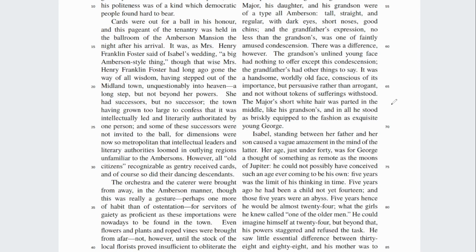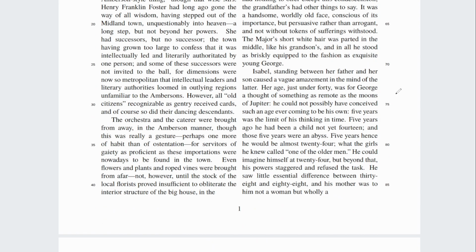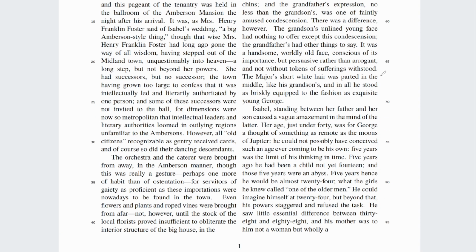And some of these successors were not invited to the ball, for dimensions were now so metropolitan that intellectual leaders and literary authorities loomed in outlying regions unfamiliar to the Ambersons. However, all old citizens recognizable as gentry received cards, and of course, so did their dancing descendants. The orchestra and the caterer were brought from far away, in the Amberson manner, though this was really a gesture, perhaps one more of a habit than ostentation, for servitors of gaiety as proficient as these importations were nowadays to be found in the town. Even flowers and plants and roped vines were brought in from afar. Not, however, until the stock of the local florists proved insufficient to obliterate the interior structure of the big house in the Amberson way.